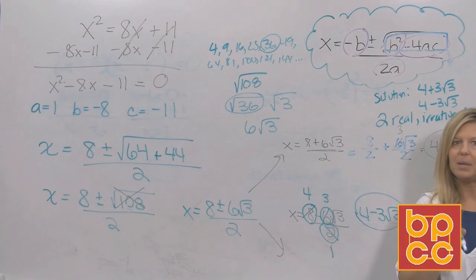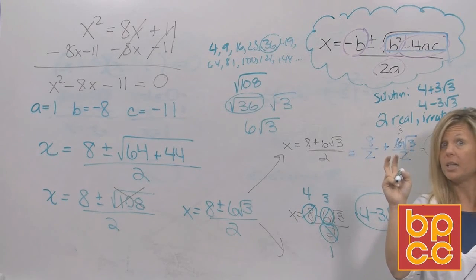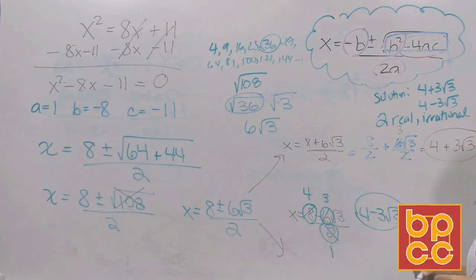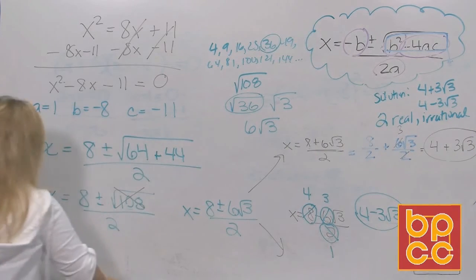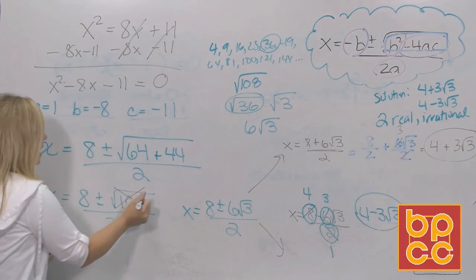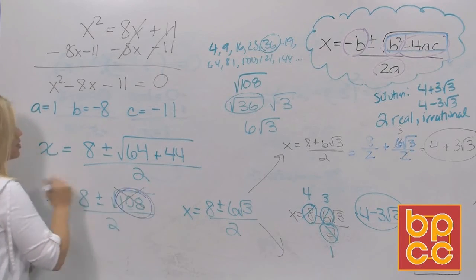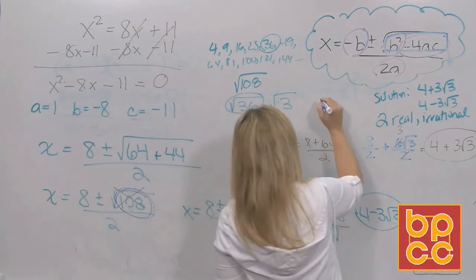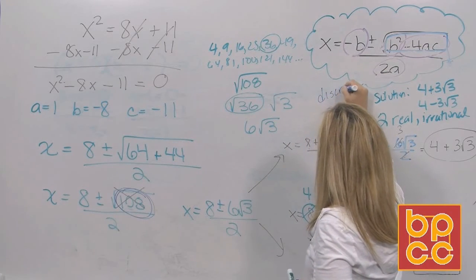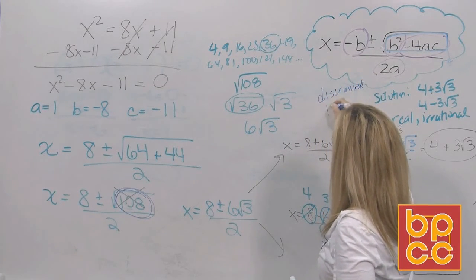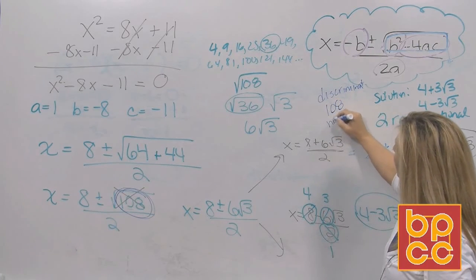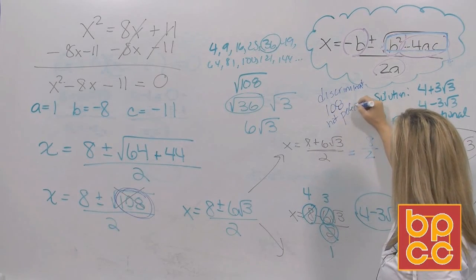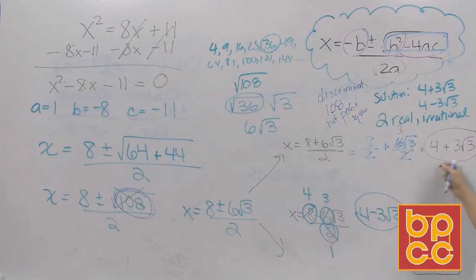I knew from the very beginning that these answers were going to be ugly, irrational, because look for my discriminant. Where is my discriminant? Remember, the word discriminant means the one number underneath the square root symbol. And there it is. There's your one number underneath the square root symbol. The discriminant was the number 108. And because that discriminant is not a perfect square, you are guaranteed to get 2 ugly or irrational solutions.